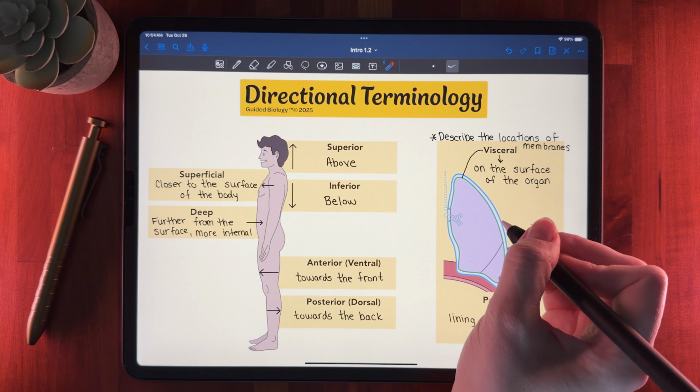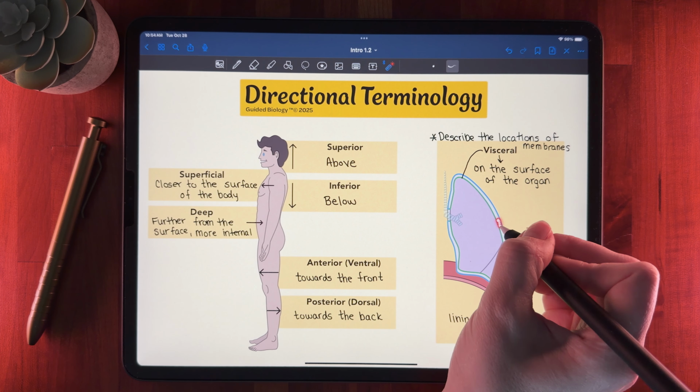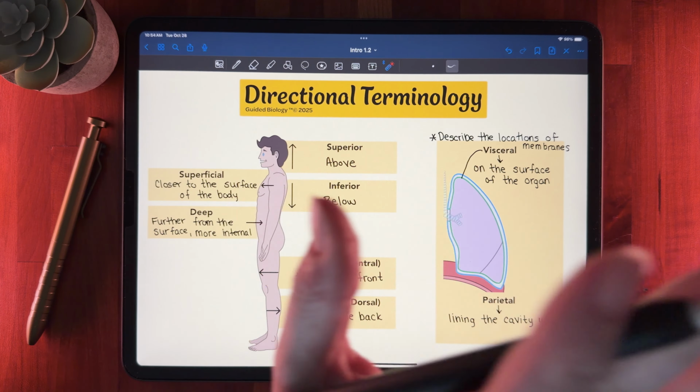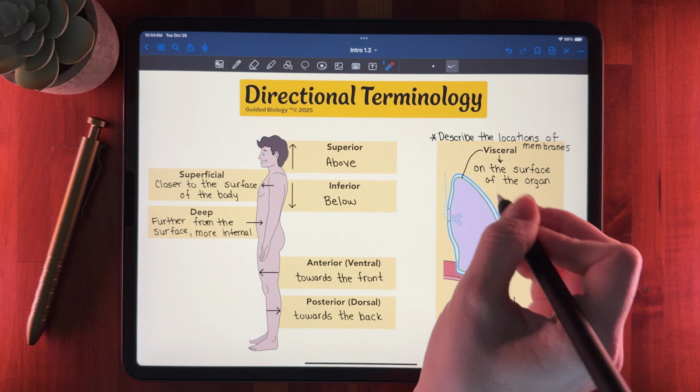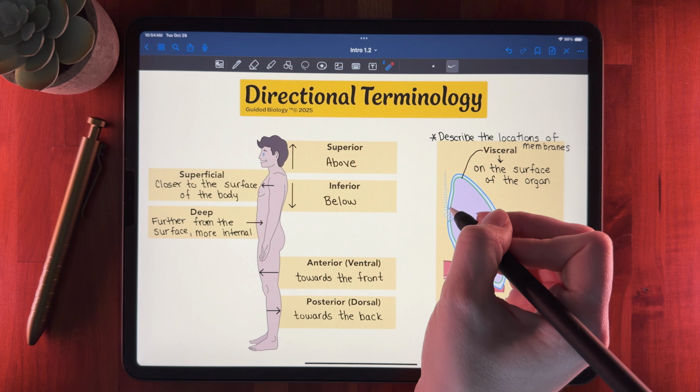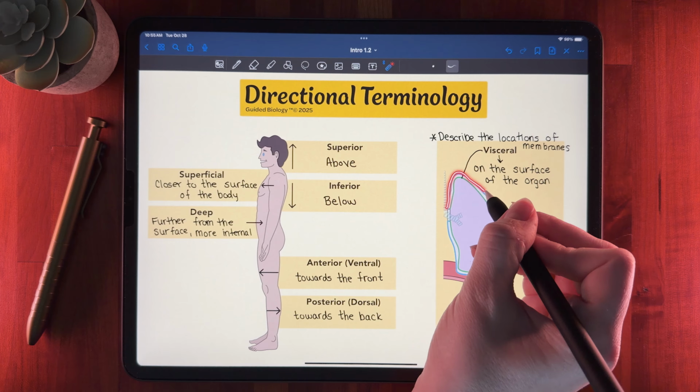Okay, and so you can see there's a little bit of space here in between the visceral and parietal, and we'll talk about that in the next video and also in future chapters. Usually there's some fluid and stuff like that in that space. Okay, but you have visceral on top of the organ, and you have parietal attached to the cavity wall like this.